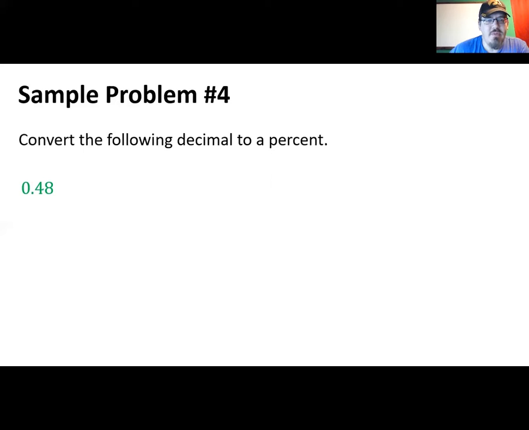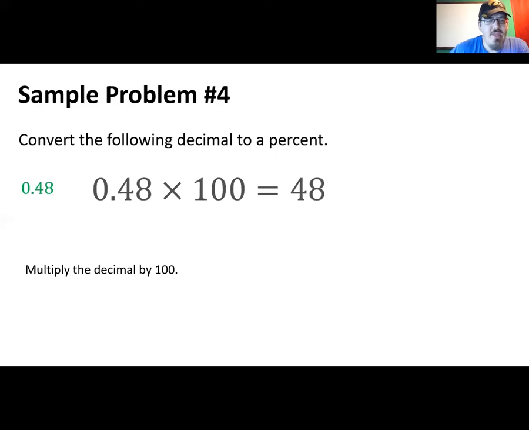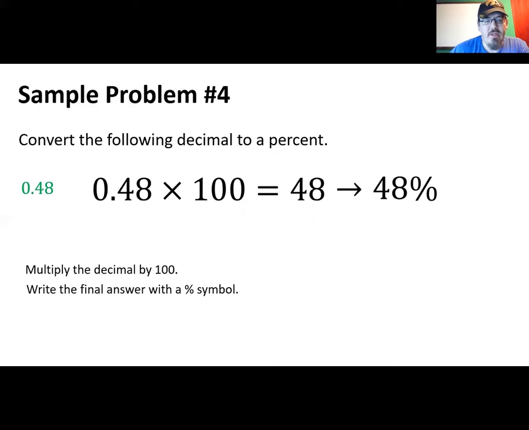All right, sample problem number 4. In this situation, we're going to take our same decimal number, but this time we're going to convert it to a percent. And again, percent means out of 100. So all we're going to do is take that decimal number and multiply by 100. When you do that, you get, in this case, 48 or 48%. Don't forget to write the final answer with the percent symbol on there, and then you'll be in good shape.